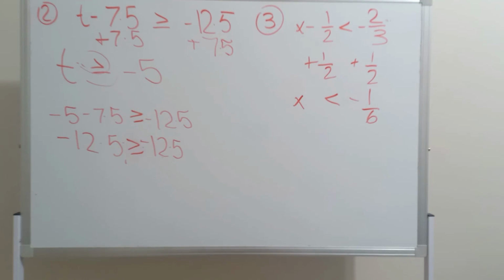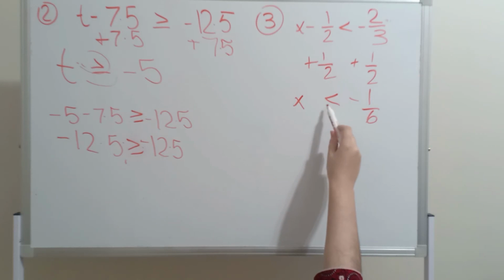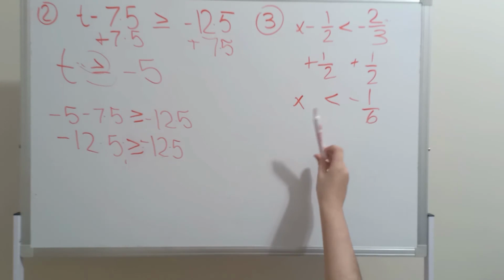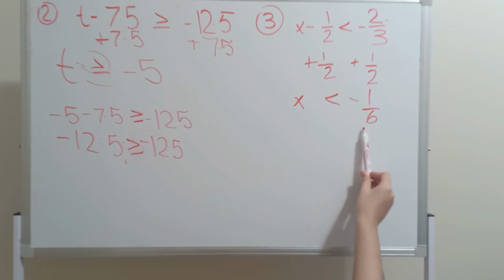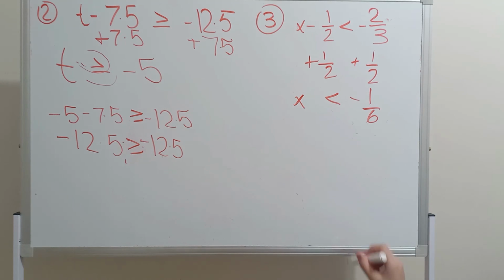Now notice how we don't have the equal sign here, meaning that x has to be less than negative 1/6. It cannot be equal to negative 1/6 here. It has to be less than negative 1/6. So that's going to be our answer for this third question, which is x is less than negative 1/6.